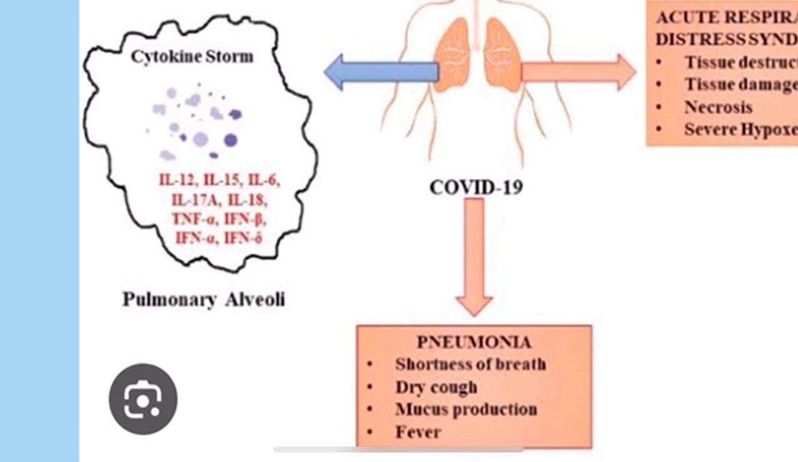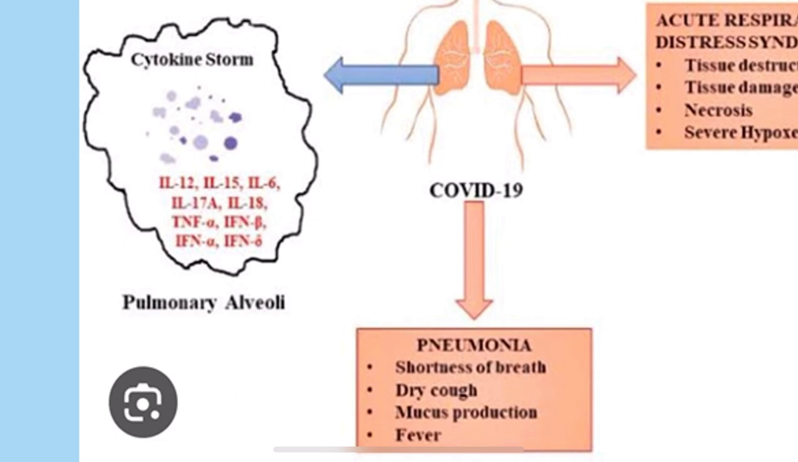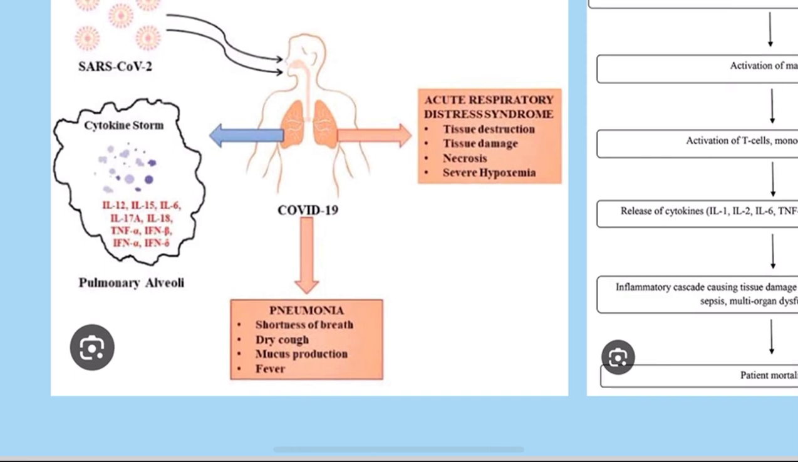And in this cytokine storm, we can see first the macrophage activation, T cell activation, monocytes and neutrophils, and then we have the cytokine storm because of the release of inflammatory cytokines like interleukin 1, 2, 5, 6, interleukin 17A, 18, tumor necrosis factor alpha, beta, gamma, and interferon gamma. Is it clear?